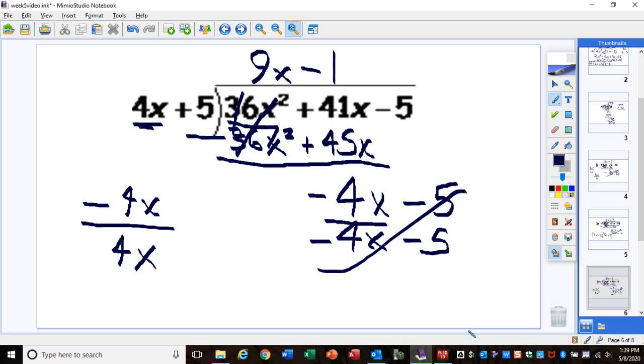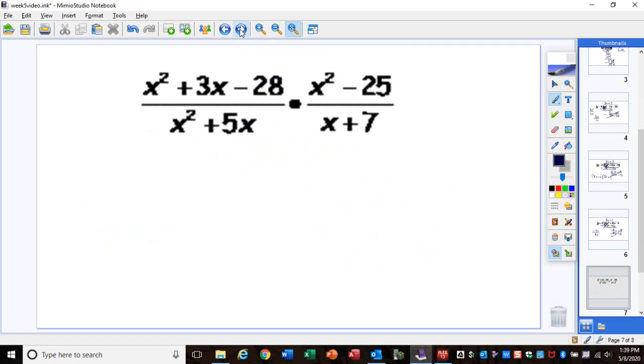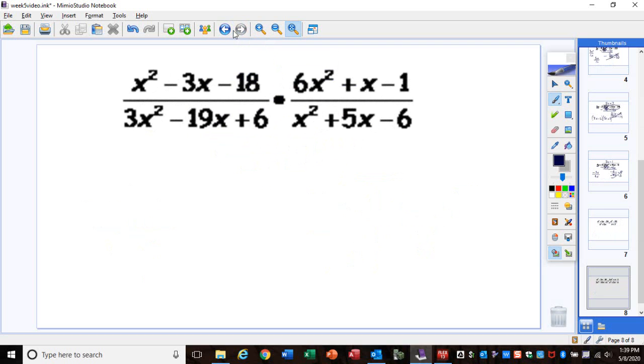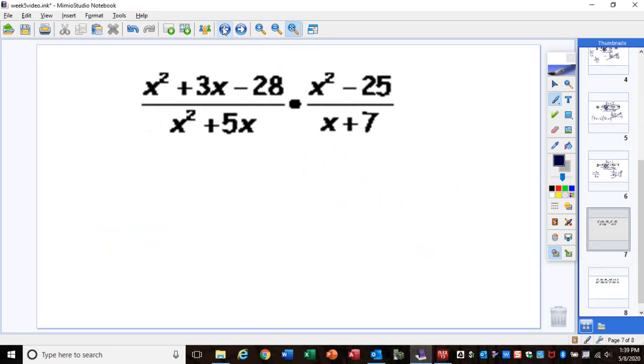9x minus 1. And that is division for this year. You will do this with longer problems in Algebra 2. Okay, the last little part here, and I just have 2 problems to show you, and then we're done. Hopefully my video is holding out. 2 more problems to show you.